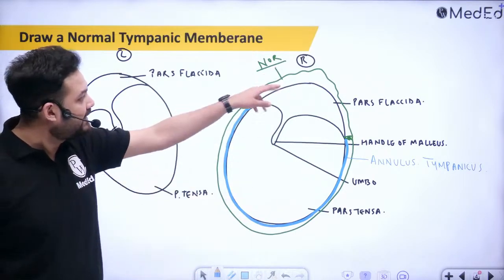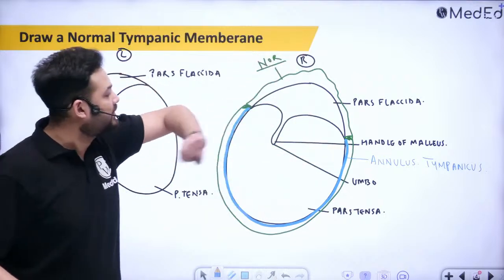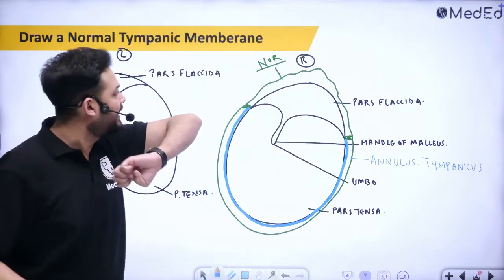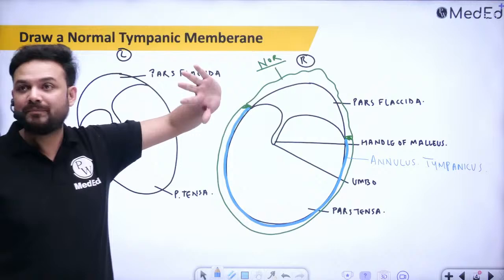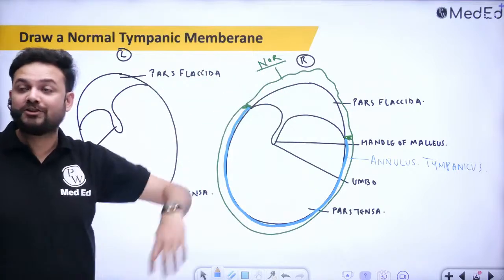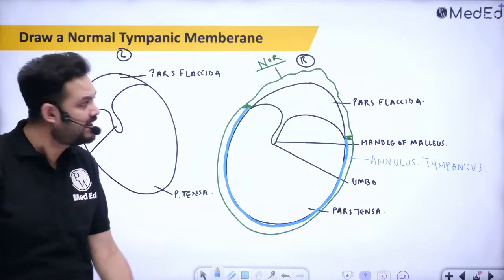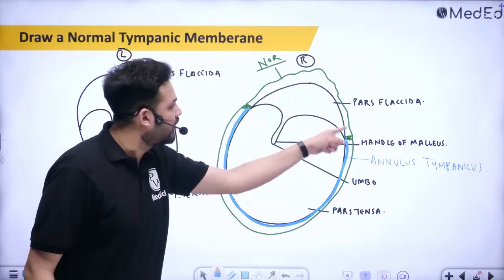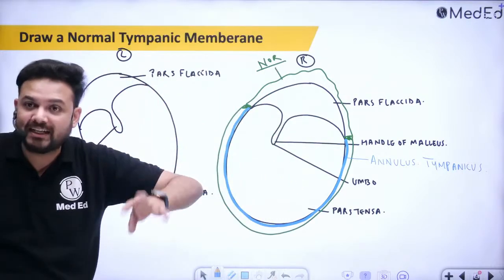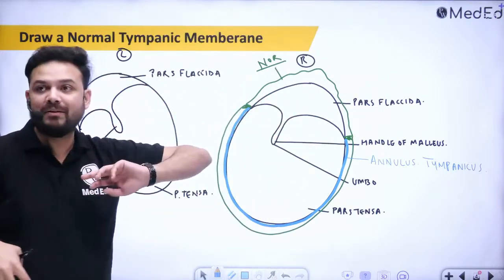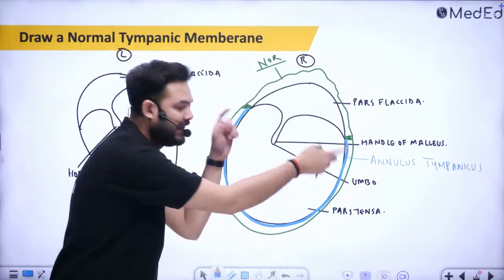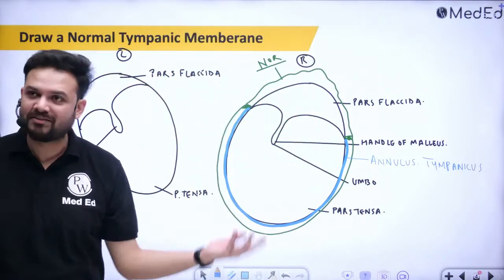And superiorly there is the notch of Rivinus, and there is no tympanic annulus. There is a fibrous layer which is deficient. That is why flaccida is flaccid. So three reasons why pars flaccida is flaccid. One, it is present within the notch of Rivinus, that means there is no tympanic sulcus. Second, it does not have a fibrous layer. Third, it does not have an annulus. That is what pars flaccida is.